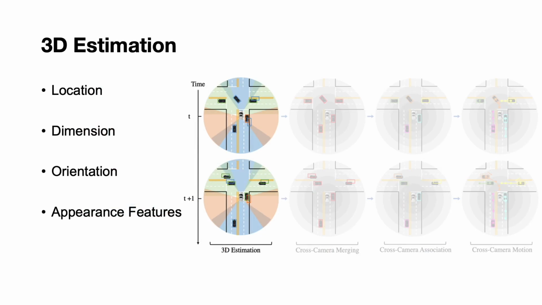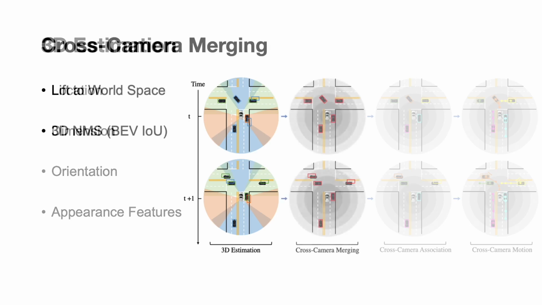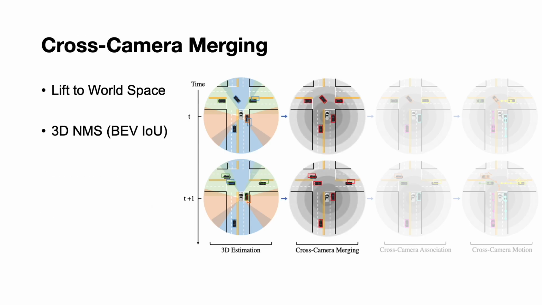First, the 3D estimation stage extracts the 3D object detections for each camera independently. We can use any 3D detector to obtain the location, dimension and orientation of each object. Additionally, we utilize an appearance feature extractor to get appearance features for the association stage. Then, we lift all detections from the camera coordinate system to world space and merge them with non-maximum suppression in 3D, obtaining a single set of multi-camera detections.